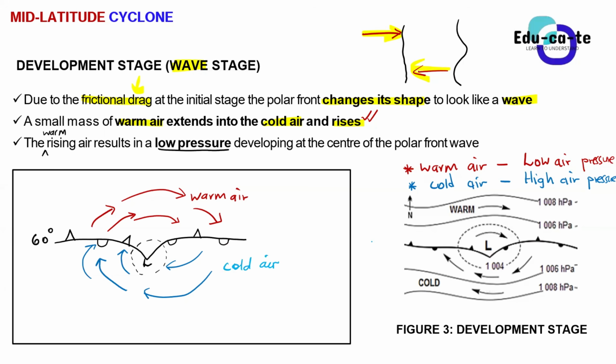Look at this diagram next to my illustration. Do you see this diagram next to my illustration? Yes, sir. You can see that here we still have the warm air on one side and the cold air on the other side, but there's a small low pressure system at the center of the wave to show that a small amount of warm air has risen, creating a slightly small low pressure system. And remember, sometimes they will not write L here.